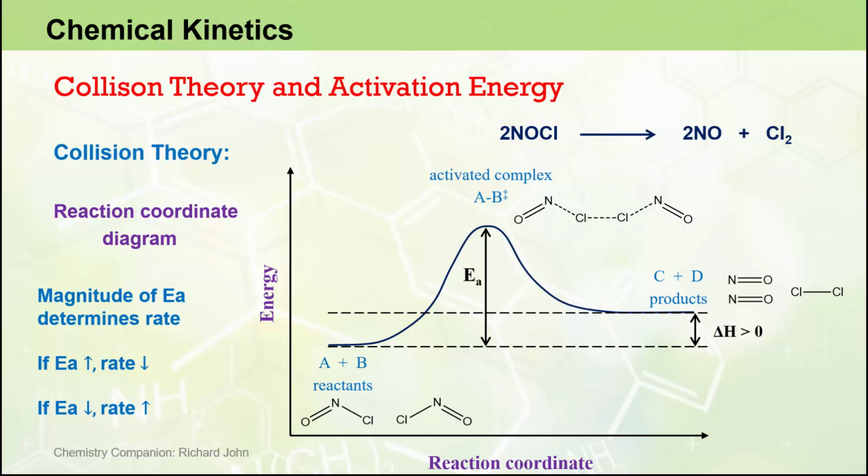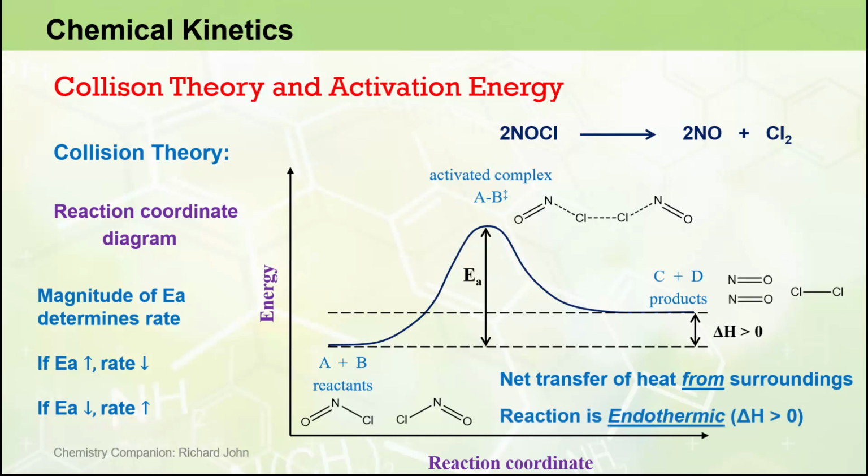The final thing to note on this diagram is that, for this particular reaction, the final chemical potential energy of the products is actually higher than the initial energy of the reactants, and we say that delta H, or change in enthalpy, is positive. This means that, for this particular reaction, a net transfer of heat from the surroundings is required for the reaction to proceed to any significant extent, and indeed the decomposition of nitrosyl chloride is typically carried out at higher temperatures. When there is a net transfer of heat from the surroundings in a chemical reaction, we say that the reaction is endothermic and that the delta H value, the change in enthalpy, is positive.